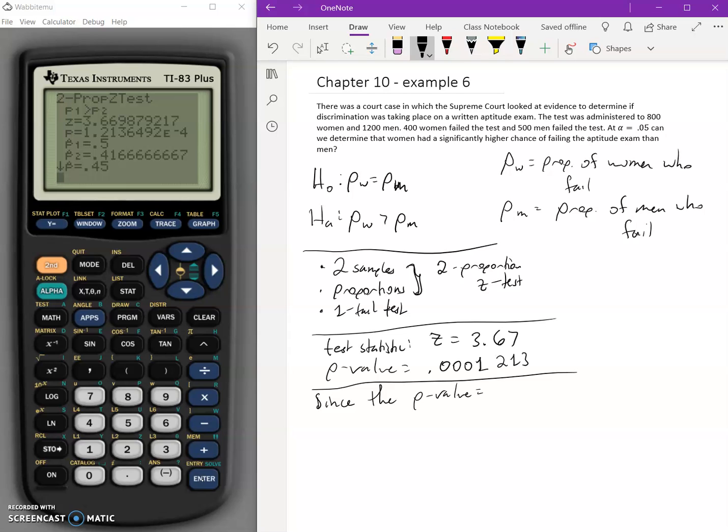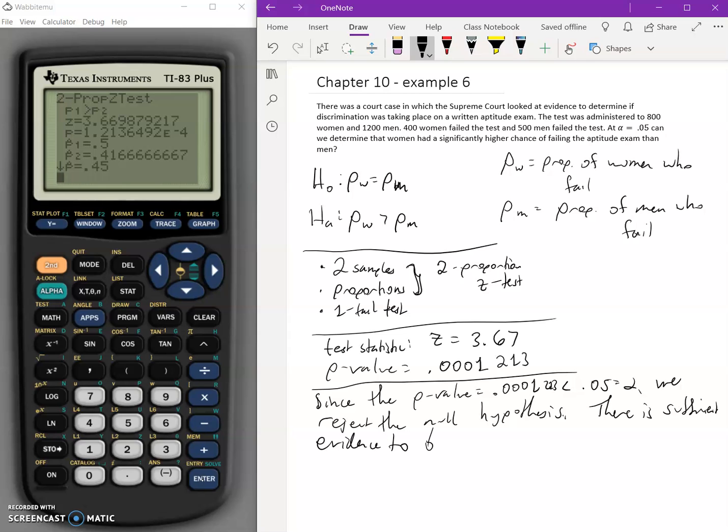So since the p-value is equal to 0.0001213, which is less than 0.05, which is alpha, we reject the null hypothesis. There is sufficient evidence to believe women have a higher chance of failing.